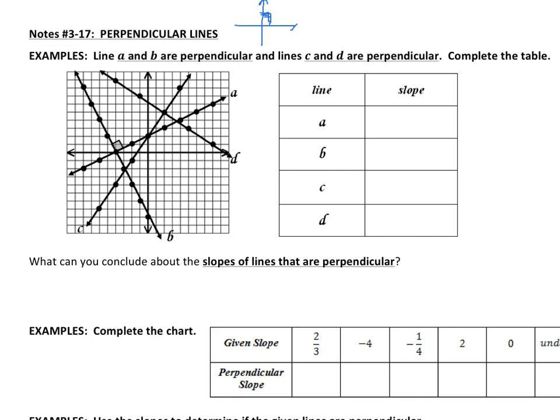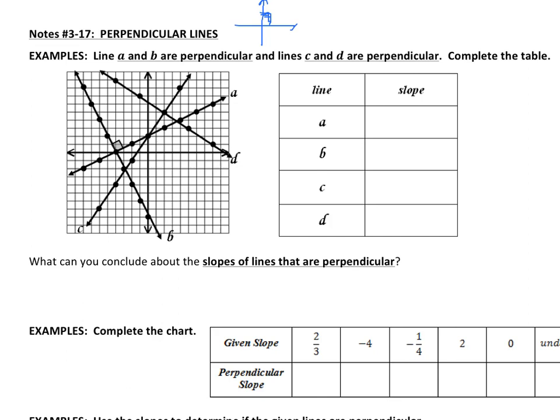In this first example, line A and B are perpendicular, and lines C and D are perpendicular. So we're going to complete this table. First we're going to look at line A. If we want to find out what the slope is for line A, we're going to pick any 2 points on that line. I'm just going to pick these ones at the end.